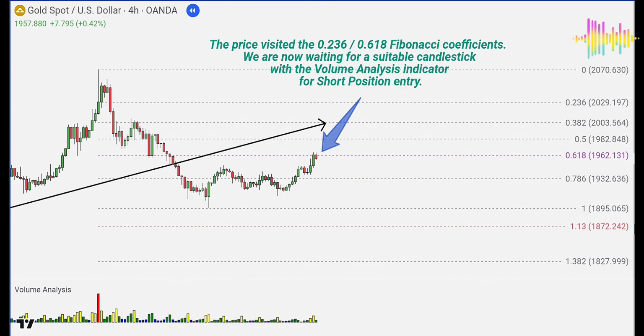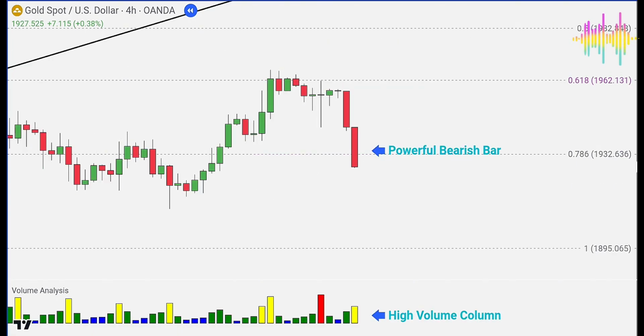After the downward breakout of the trend, the retracement should not touch the 0.236 coefficient, otherwise, the expectation of a short position becomes invalid. However, it is essential for the price to visit the range between 0.236 and 0.618. After the price visits the expected coefficient range, it would be suitable to open a short position when high-volume candlesticks form in the downward direction, confirmed by the volume analysis indicator.